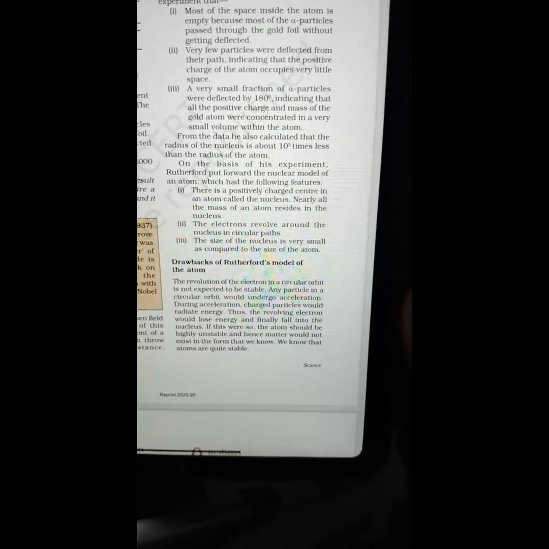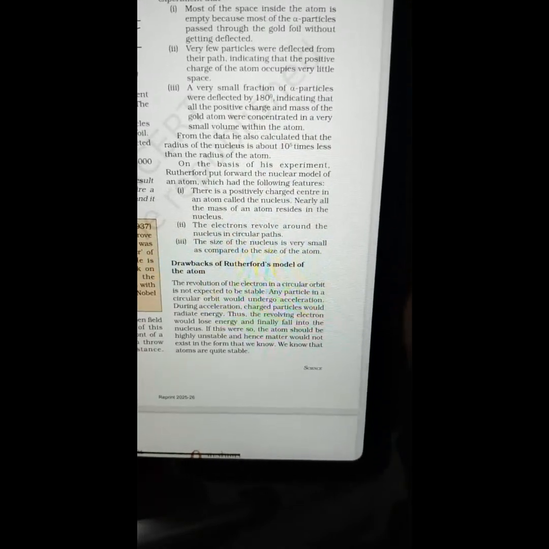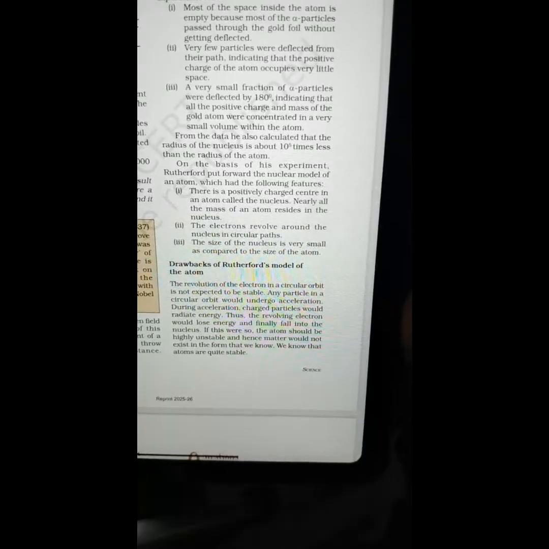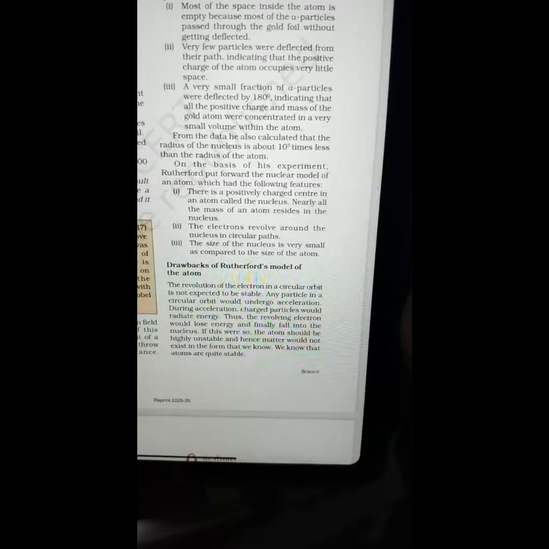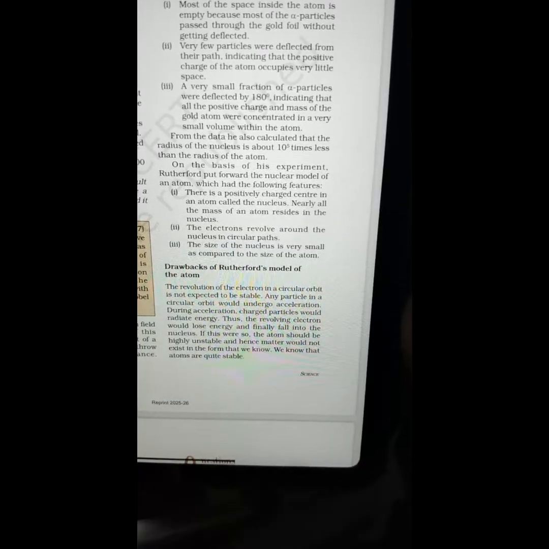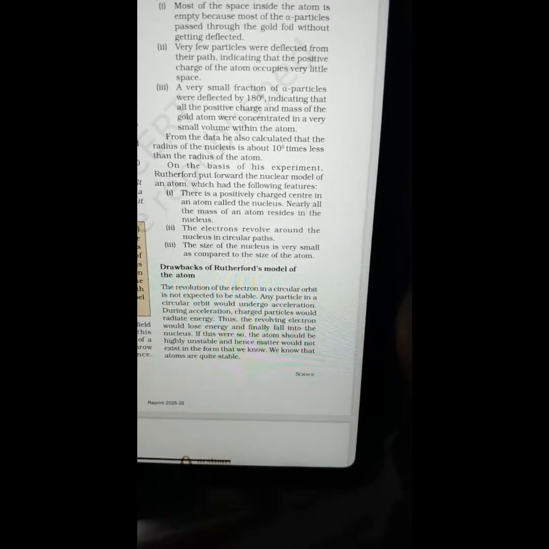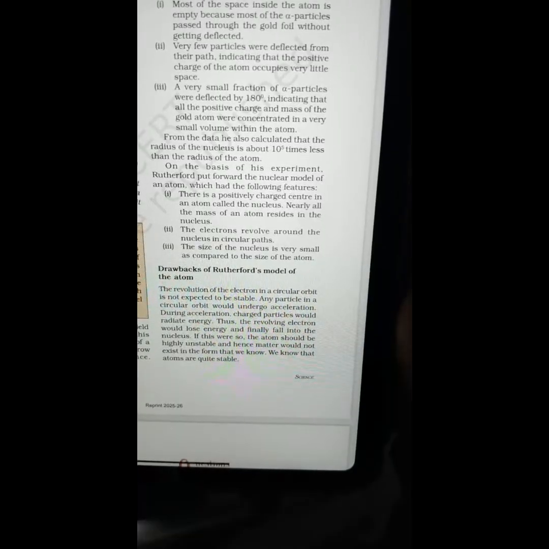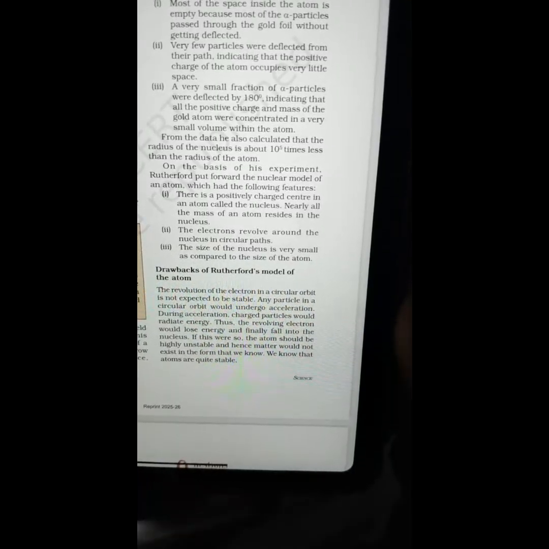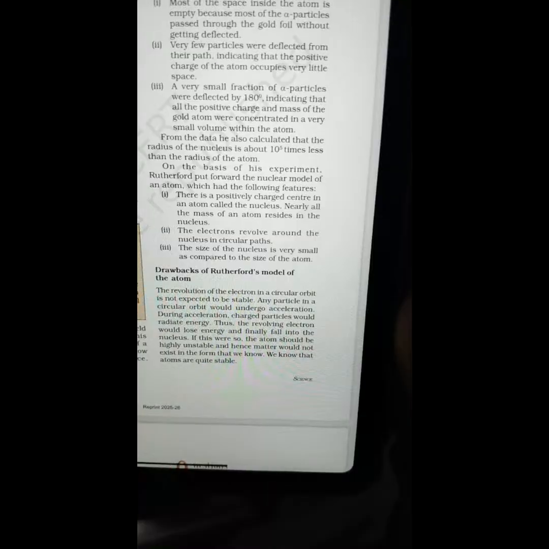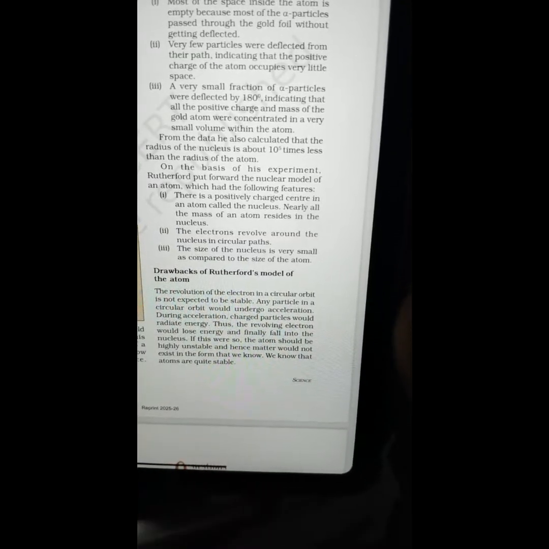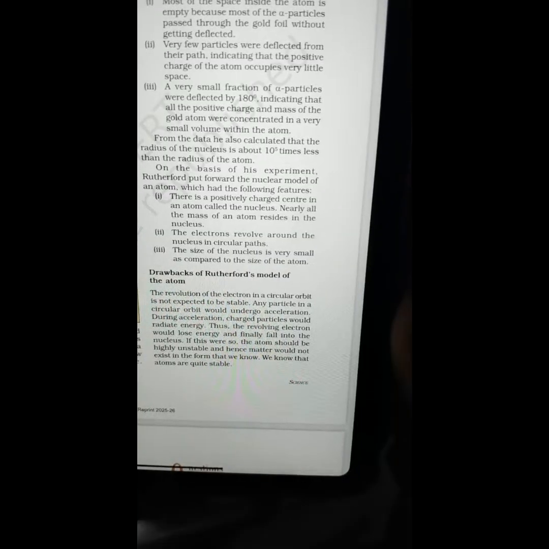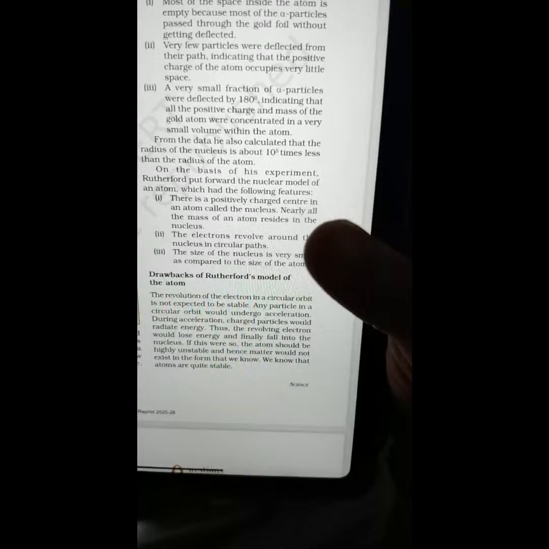Drawbacks of Rutherford model of the atom. The revolution of the electron in a circular orbit is not expected to be stable. Any particle in a circular orbit would undergo acceleration. During acceleration, charged particles would radiate energy, thus the revolving electron would lose energy and finally fall into the nucleus. If this was so, the atom should be highly unstable and hence matter would not exist in the form that we know. We know that atoms are quite stable.